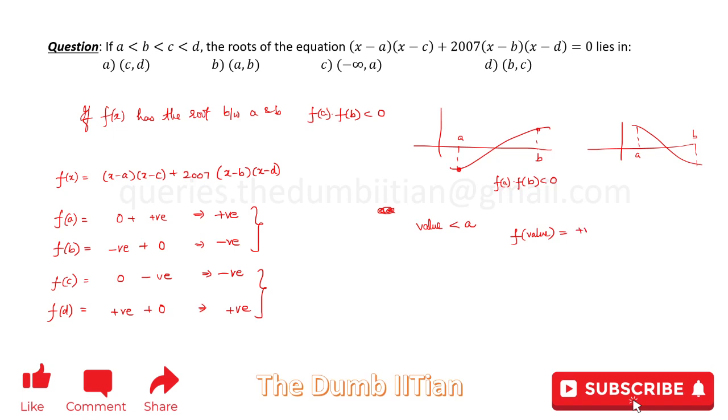And for numbers which are greater than d, this is going to be a positive number, this is positive, this is also positive, and this is also positive. So again, f at a new value greater than d is also going to be positive. Beyond a it is positive, so no roots there, and beyond d it is also positive, so no roots there as well.